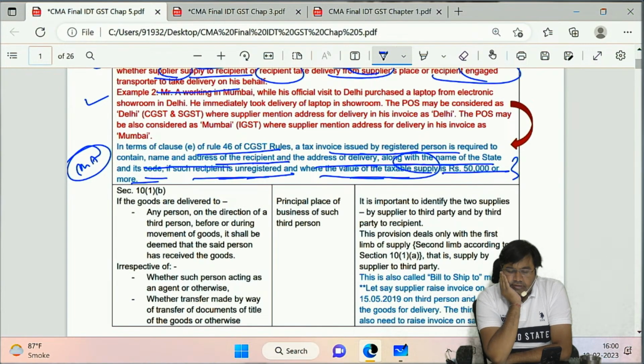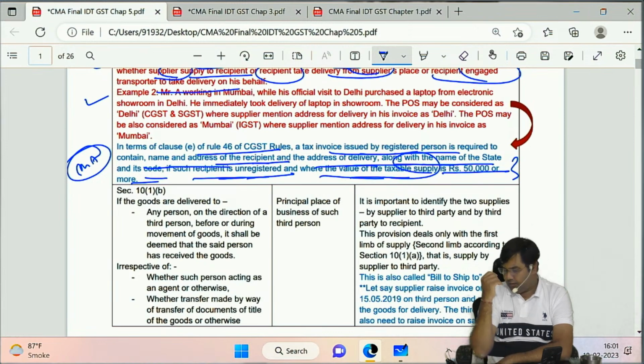Rule 46 says that if the supply amount is 50,000 or more, then the recipient address has to be taken. It is compulsory for the supplier to take the recipient address if the supply amount is 50,000 or more. Now, what is the relevance with place of supply? Why have they given this interlinking in Section 10, sub-section 1, clause A? Let me take an example, then you are going to get it.